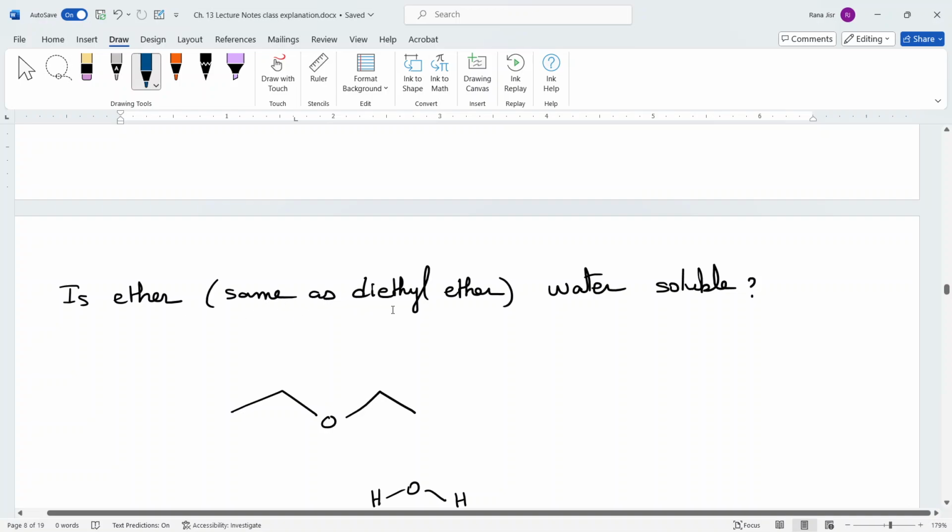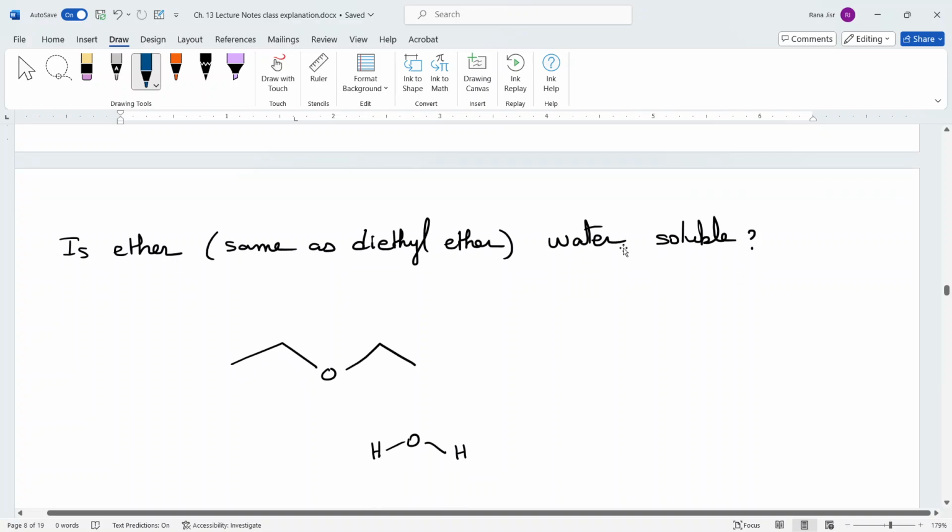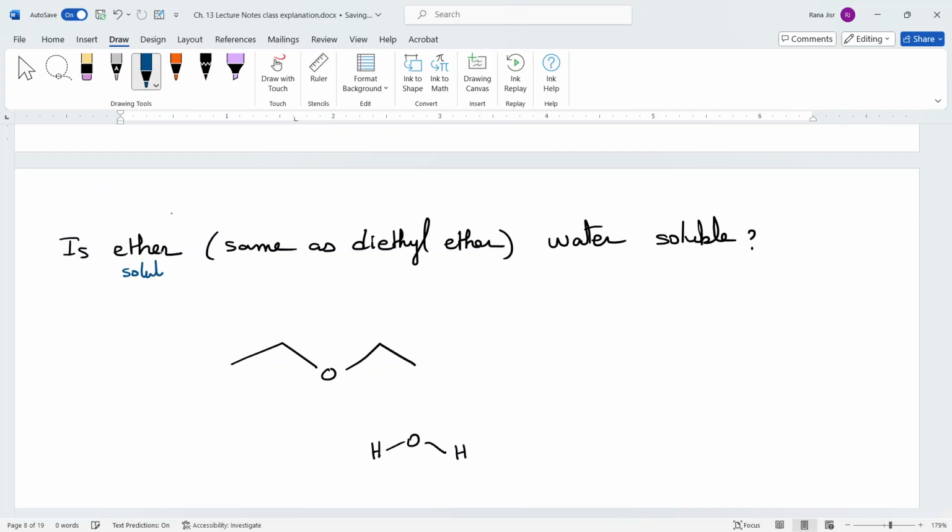Is ether, which is the same as diethyl ether, water soluble? So now with the water solubility, I have to make sure that my organic compound does not exceed 5 carbons, and it does not. It's actually 4 carbons in there. So that is going to be my solute, and water is going to be my solvent. So let's apply the rule for solubility. I need to have hydrogen bonding in there for solubility to happen.